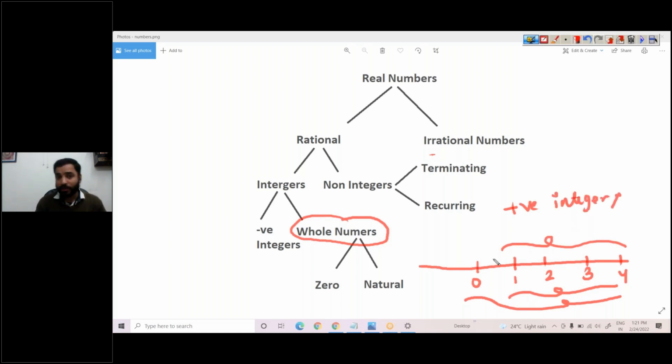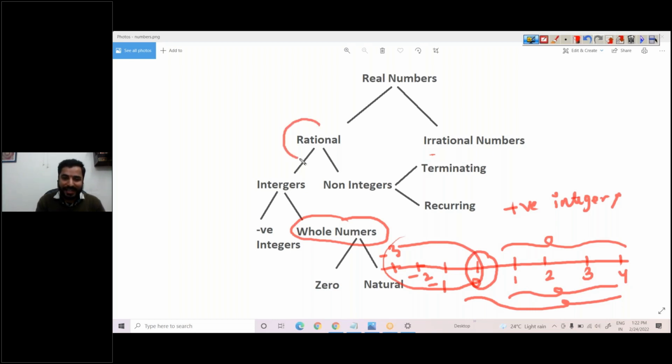Then if we have positive integers, we may also have negative integers. So here we may have -1, -2. In this way we can plot these negative integers on the number line. Including 0 and all positive integers, we have whole numbers. Then we have one question: whether 0 is a positive integer or a negative integer. So 0 is neither a positive nor a negative integer, right?